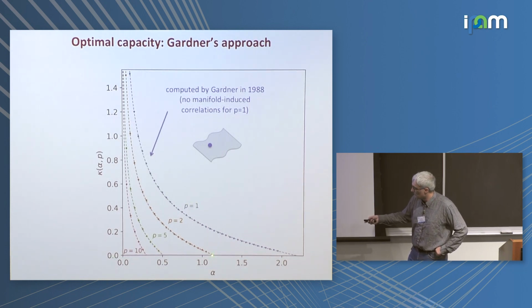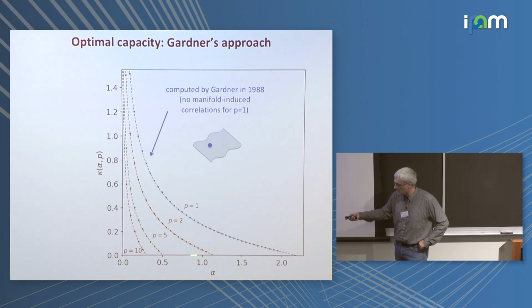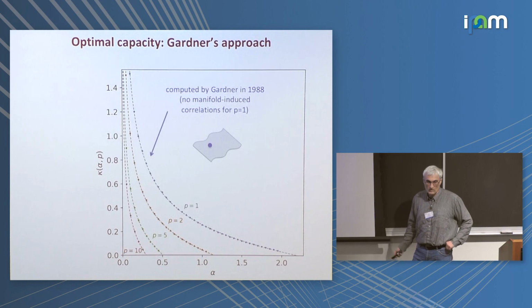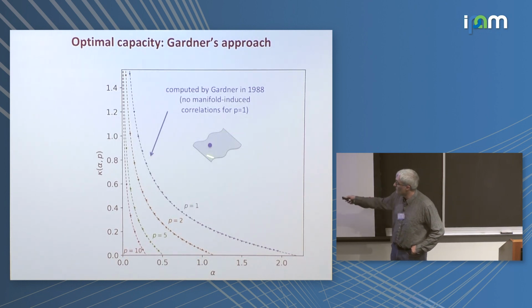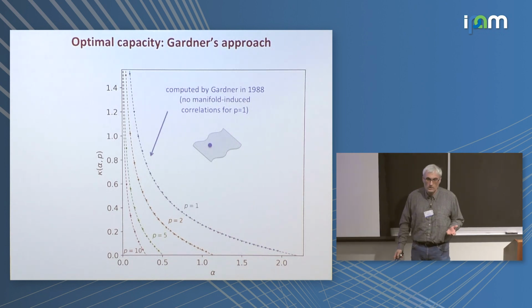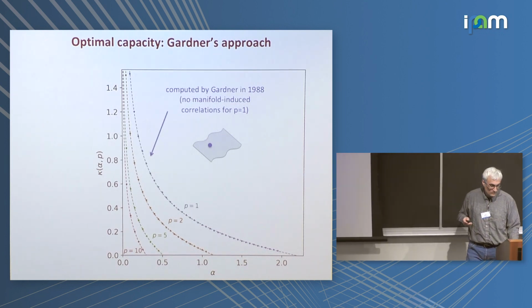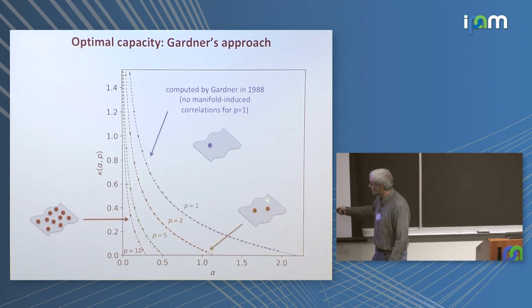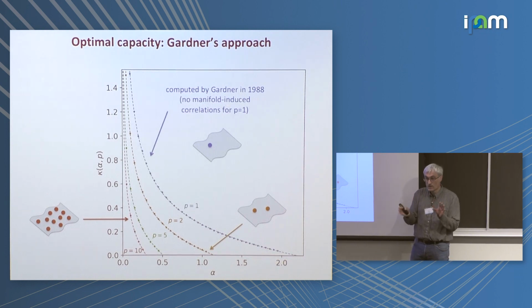In particular, the critical alpha, which is the maximal ratio of the number of manifolds per neuron, is going down. The first line, p equal 1, was computed 30 years ago, because if you have a single point on the manifold, there is no correlation between different points since you have only one. So this is exactly a set of random patterns, as if all the manifolds are independent of each other. This was computed by Gardner some years ago. But what is interesting is that if you have 2 points, then they start to be correlated because they are generated from this low-dimensional process.